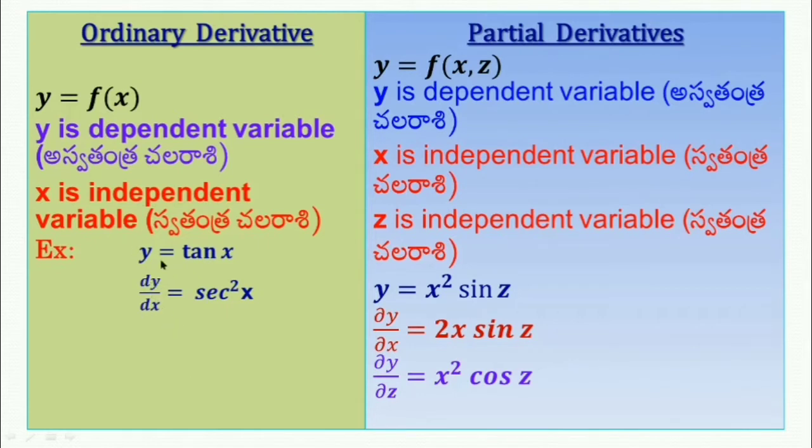In this example, y is equal to tan x, so its derivative dy by dx, the derivative of y with respect to x, is equal to secant square x.